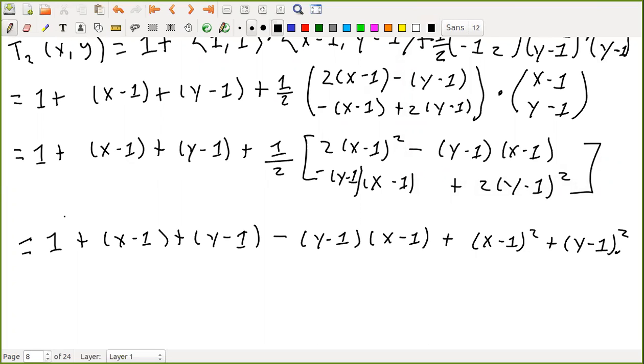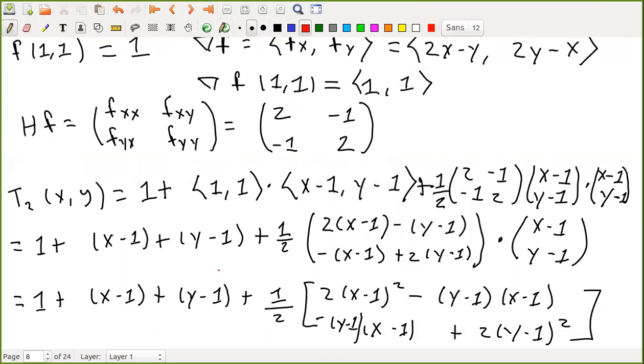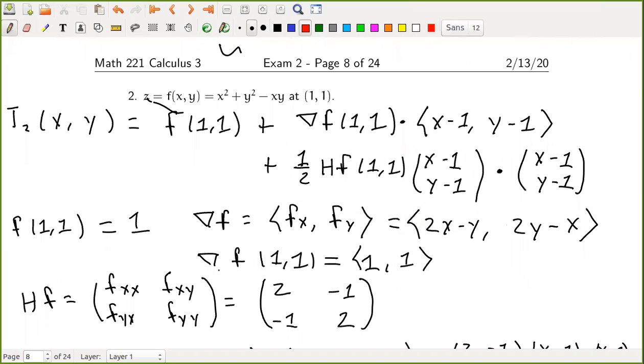And notice one way, let me write this next part in red. One way that you can verify this is if you expand everything out, then what you end up with is x squared plus y squared minus xy, which in this case is exactly what you started with. Now, why is that what we should expect? Well, we start with a second degree polynomial, and the second degree Taylor expansion gives you the best second degree approximation to the function. So of course, if you start with a second degree polynomial, the best second degree polynomial approximation is just that function.